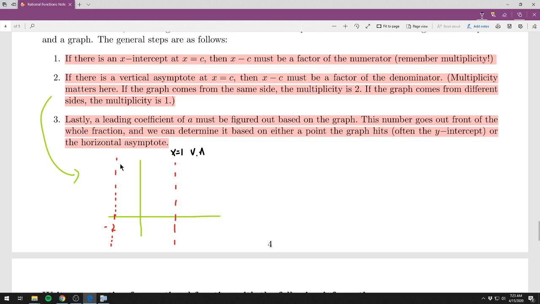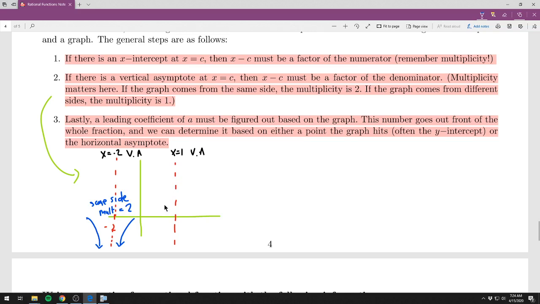That's at x equals 1, and this is at x equals -2, vertical asymptote. If it's coming from the same side, meaning maybe at -2 it's going towards the bottom both ways, same side. And I guess when I say that, I mean same side of the x-axis. It's going below, it's going towards -infinity. It's going the same way. They're both going down. They could also both go up. The multiplicity equals 2. Or in general, it would be any even number, but we use 2.